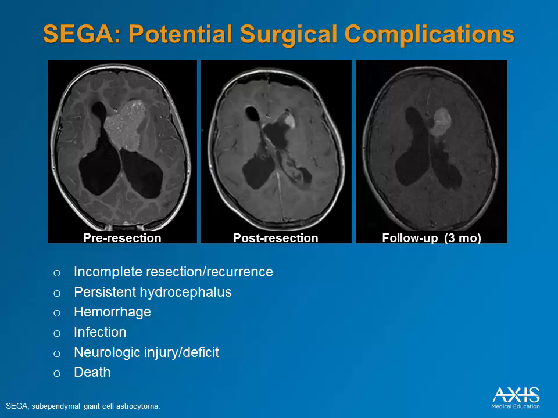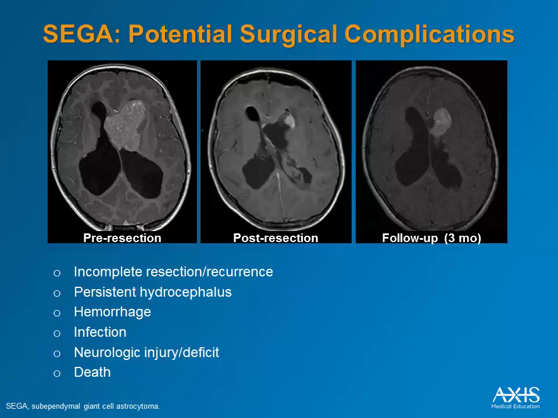But not all surgeries are successful. Here's an example of a patient where the tumor was operated on, but there was residual tissue left behind, and this residual tissue within 3 months showed a dramatic increase in growth. In addition, you can have complications associated with persistent hydrocephalus. It is quite common that children with SEGA require shunting either before or even after the tumor has been removed due to persistent obstruction of the foramen of Monro.